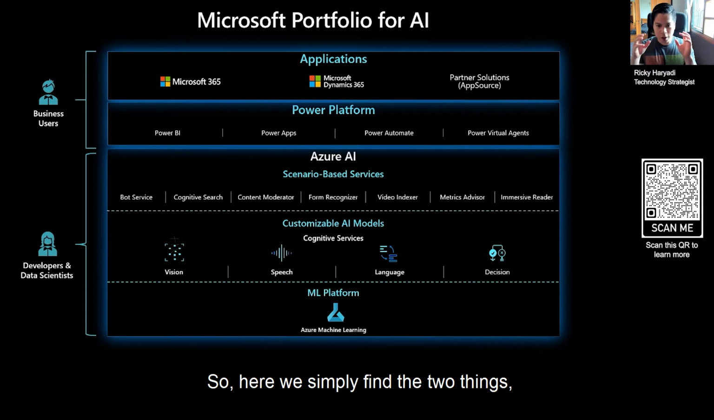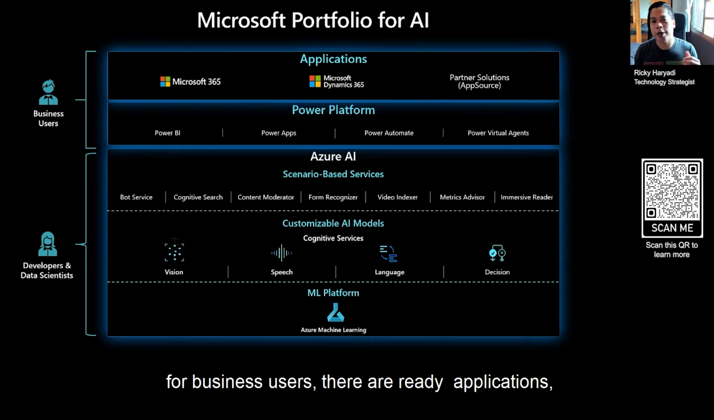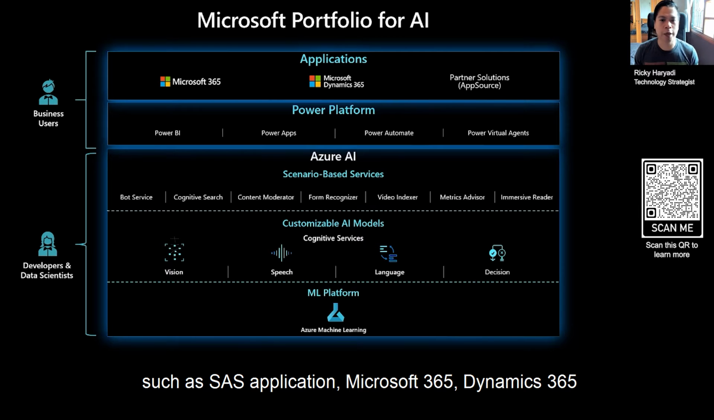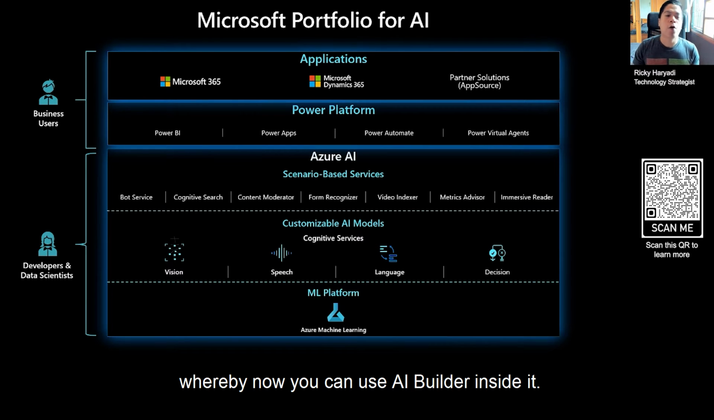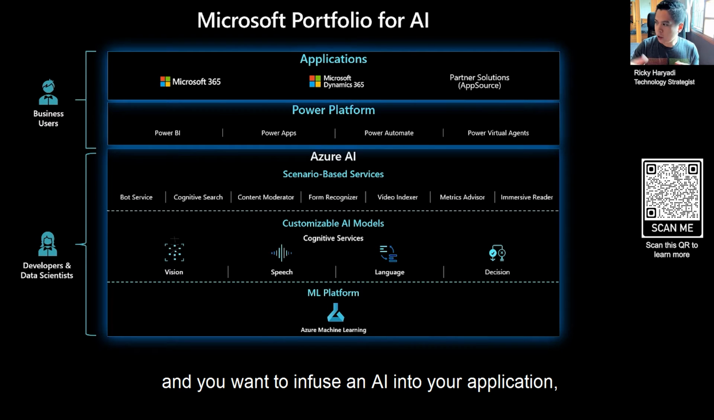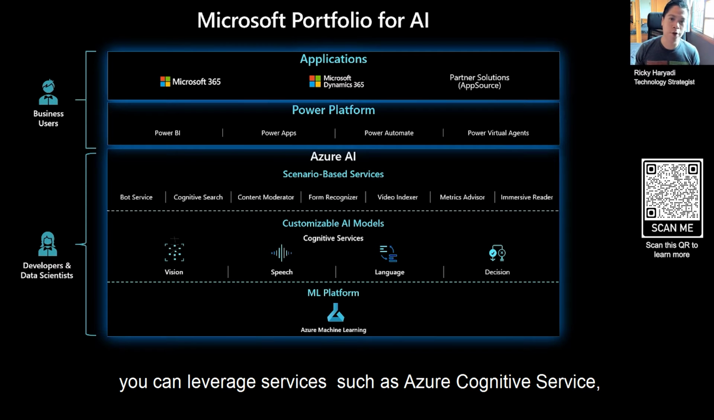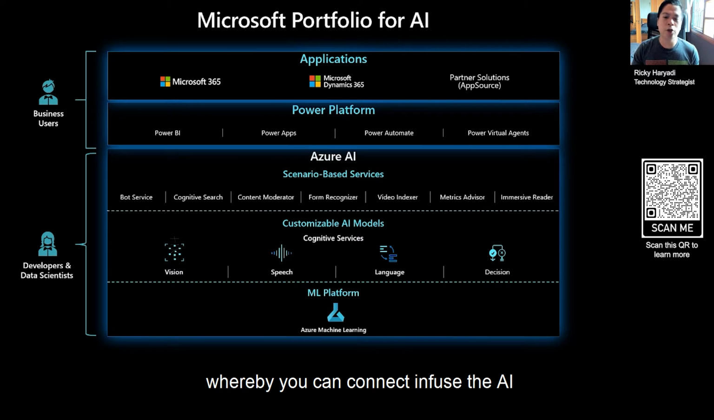So here we simplify into two things. For business users, there are already applications such as SaaS applications like Microsoft 365 and Dynamics 365, or a platform application like Power Platform, whereby now you can use AI Builder inside of it. Or if you are a developer or data scientist who wants to just infuse AI into your application, you can leverage a service such as Azure Cognitive Services, whereby you can connect and infuse the AI pre-built by Microsoft.